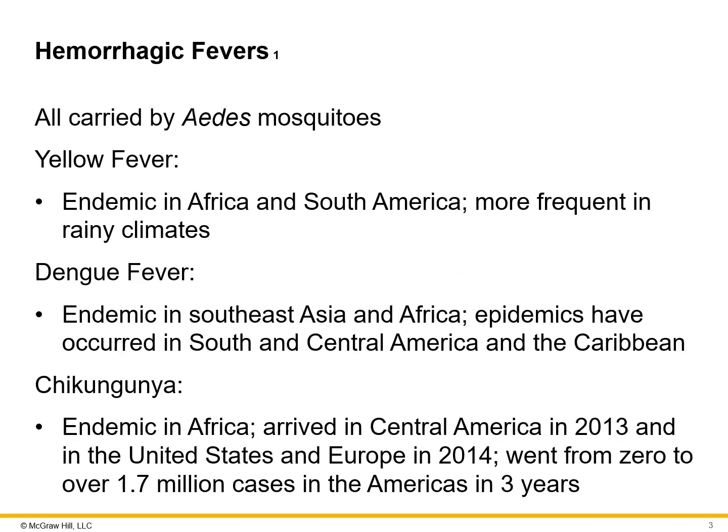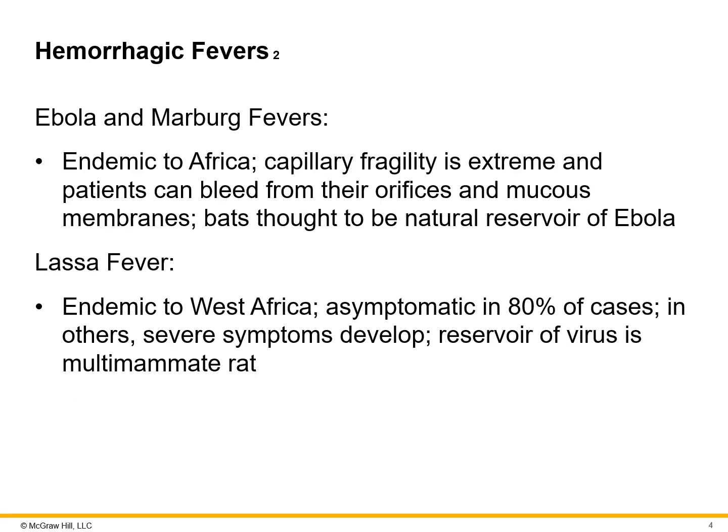If we look at these different types on this slide, these are all carried by the mosquito. So we have yellow fever, endemic in Africa and South America, dengue fever in Asia and Africa, and then chikungunya, endemic in Africa. So again, not a lot of these are going to be prevalent in the United States, but due to travel, they can show up in our patients.